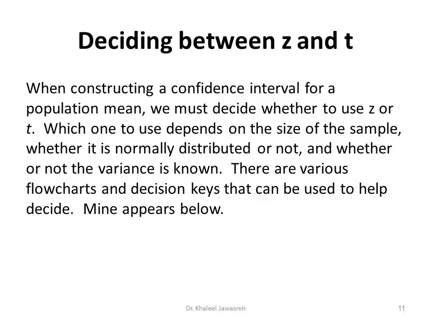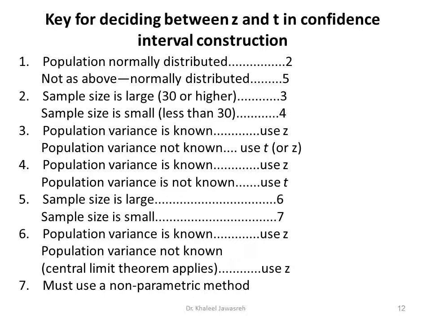This is the first one. Whether it is normally distributed or not, this is the second one. Whether or not the variance is known or unknown. Those are the major three things to be used in the next flowchart: again, the size of the samples, normally or non-normally distributed, and known or unknown variances. This is the main chart, which is key for deciding between Z and T in confidence interval construction.